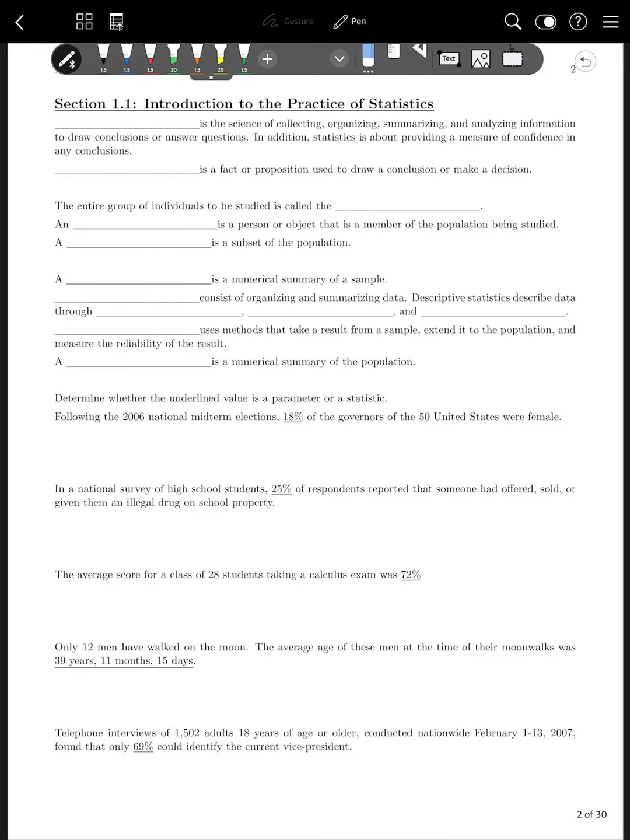And so in this first section, we're just going to be introducing you to the idea of how the study of statistics is going to work. So we're going to be introducing a lot of new terms that you may have heard before, but might also be brand new.